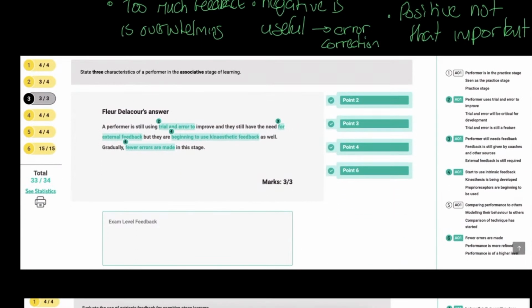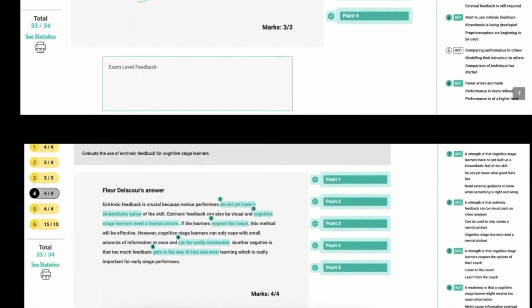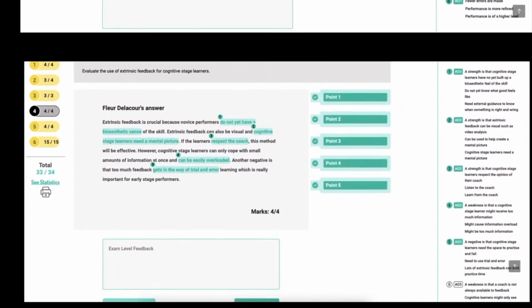Now let's go forward. State 3 characteristics of a performer in the associative stage. So real simple: trial and error continues, external feedback, beginning to use kinesthetic feedback, fewer errors are made. So we've got those points already. That's nice and simple, just stating things. But this is evaluate the use of extrinsic feedback for cognitive stage learners. So we've been given extrinsic and we've been given a stage of learner. So what are we saying here? We're saying that the cognitive stage learner does not yet have a kinesthetic sense. Therefore, extrinsic feedback is really useful. It helps them to create a mental picture. Think about seeing something like, here, let me help you with this, let me demonstrate. If the learner respects the coach, this method will be more effective.